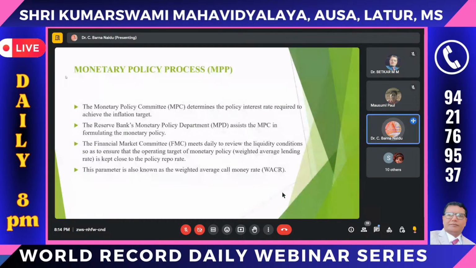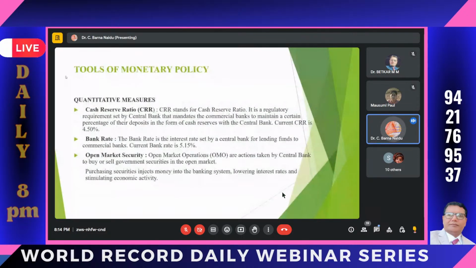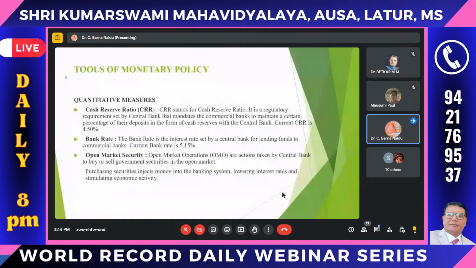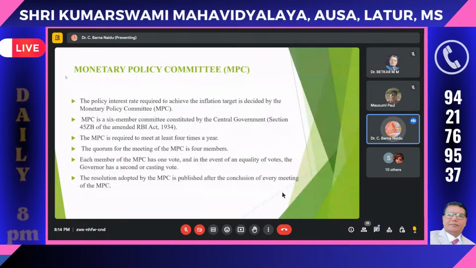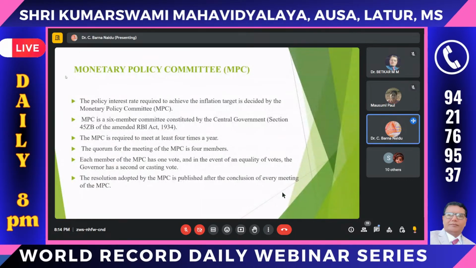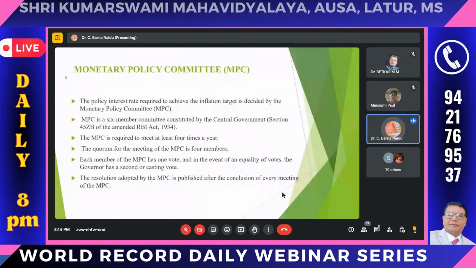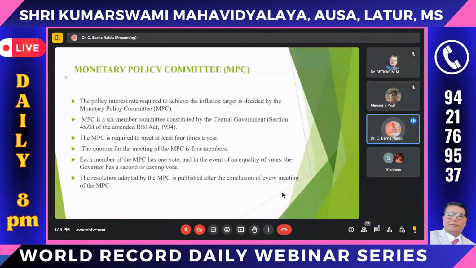After that, we'll be moving to the next part, the tools. Now, over here I would like to add one more thing: we have talked about the 6-member committee. Among these 6 members, first and foremost is the governor of the Reserve Bank of India. He is the chairperson, an ex officio member. The next member is the deputy governor of the Reserve Bank of India in charge of monetary policy. He is also an ex officio member.